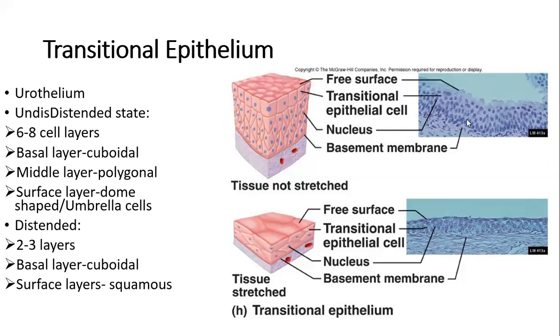As you can see in the diagram on the right side, at the topmost, here you can see the domes, how the cell surfaces are bulging like a dome. Hence, the name umbrella cells. When the urinary bladder is in a stressed state, that is, it is filled with urine, it is called a distended state. If you take the tissue then and study it under the microscope, you will see 2 to 3 layers, rather than 6 to 8 layers. Why this difference? I will explain it now. Basal layers start off as cuboidal and surface layers become more squamous.